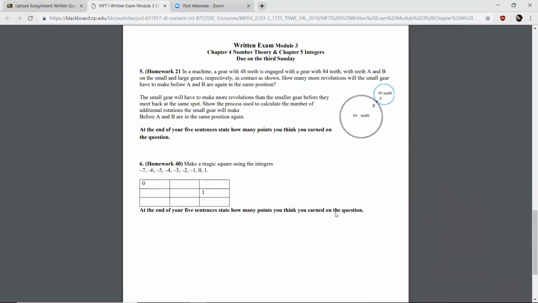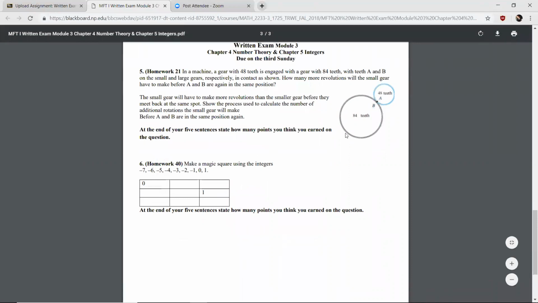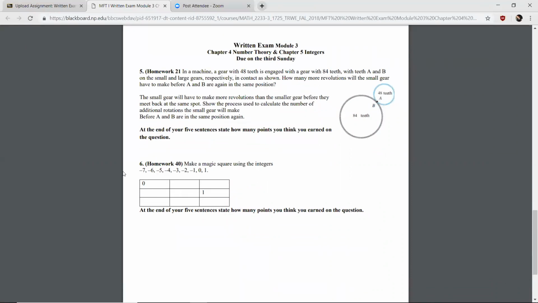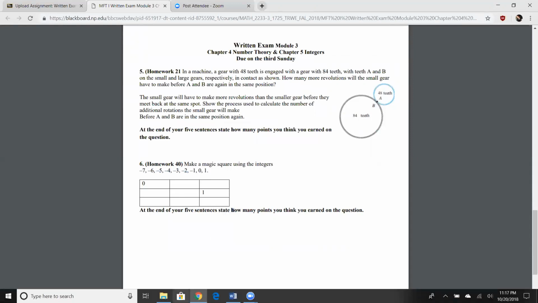The last problem is this magic square, and what you want to do is you want to have a magic number to make this square have the same answer throughout diagonal, across, and vertical. And so what I've noticed by looking at this is these are all negative numbers with an exception of 0 and 1. So we know for a fact that this is going to be a negative number as our magic number.